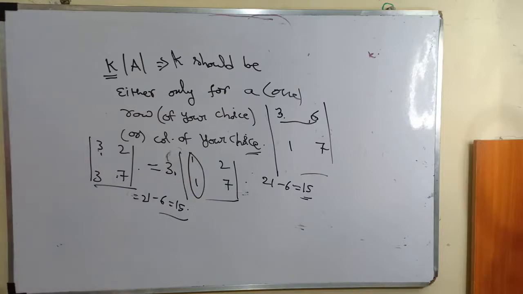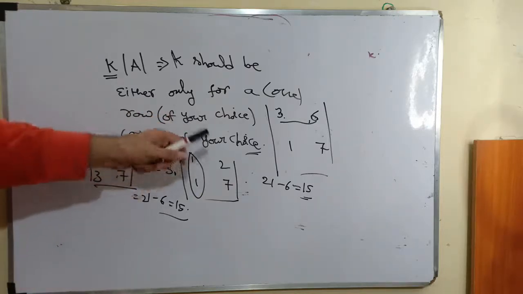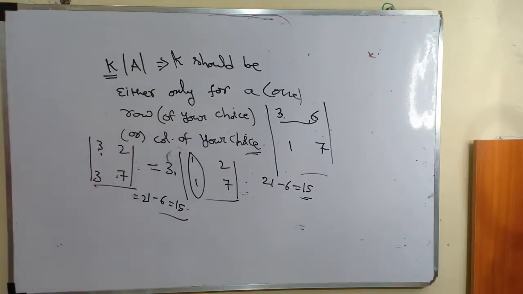K should be multiplied either only for one row, or only for one column of your choice. This is very, very important. So K can be taken out as common from a given row or a given column if K is the GCD of the elements of the given row. So this is the idea you need to get. So let's move on to the other one. Please note it.